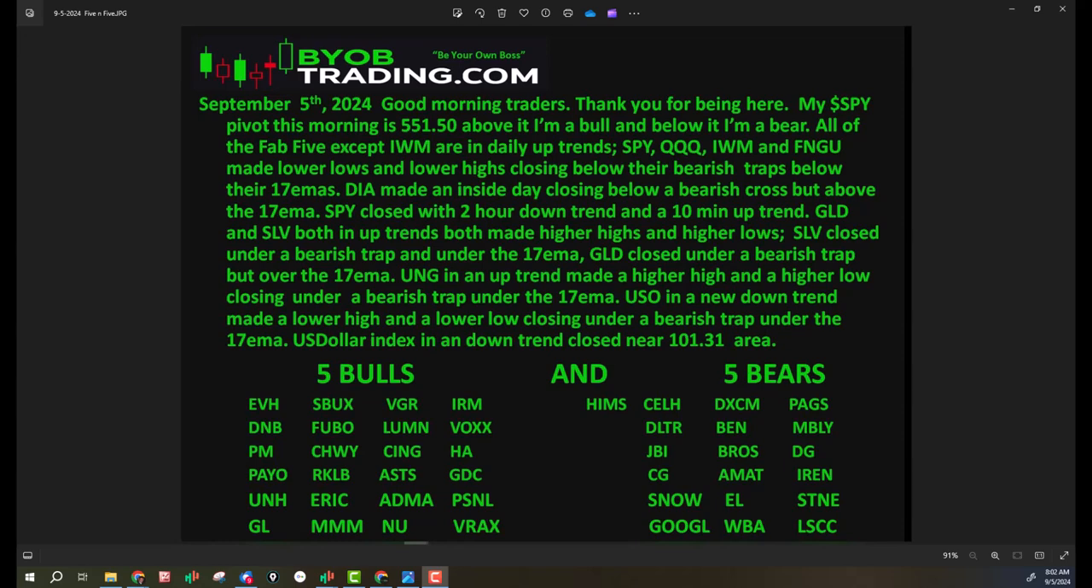SPY closed with a 2-hour downtrend and a 10-minute downtrend. Gold and silver both in uptrends, both made higher highs and higher lows. Silver closed under a bearish trap under the 17 EMA. Gold closed under a bearish trap, but over the 17 EMA. UNG in an uptrend made a higher high and a higher low, closing under a bearish trap under the 17 EMA. USO in the new downtrend made a lower high and a lower low, closing under bearish trap and under the 17 EMA. US dollar index in a downtrend retraced back down to 101.31 area.